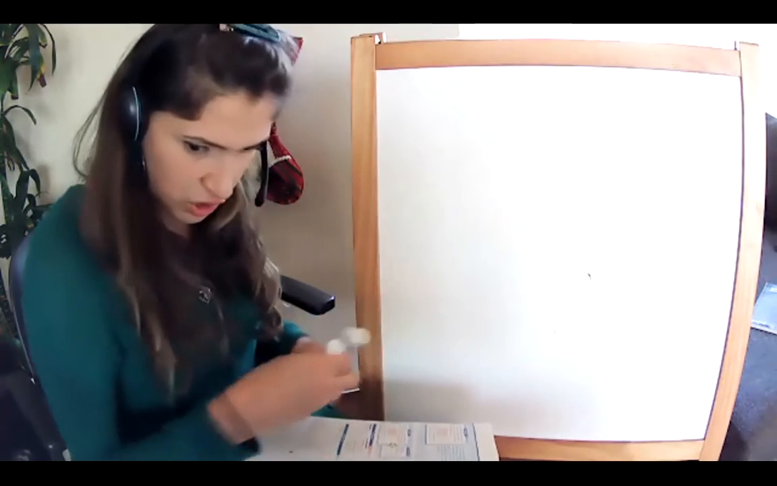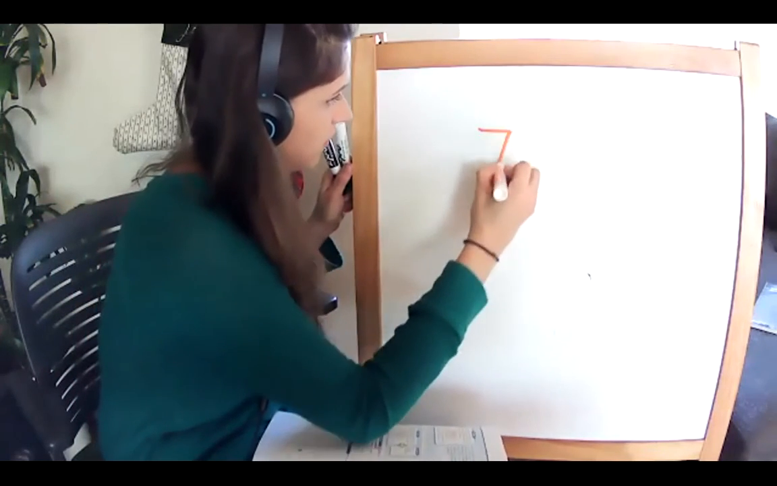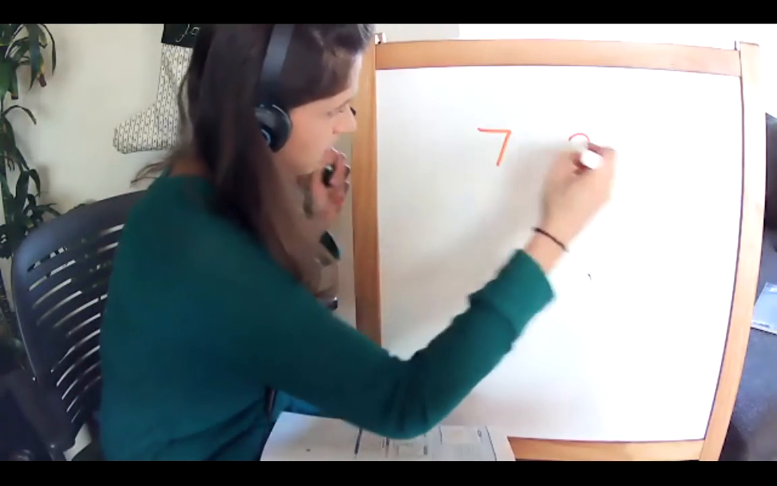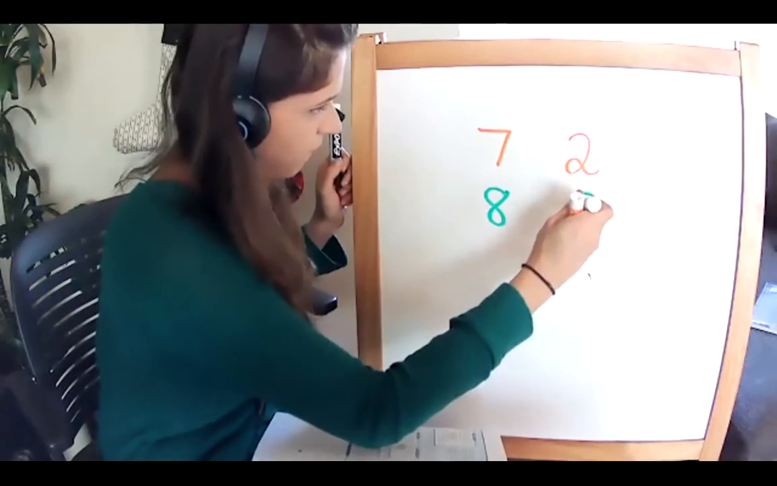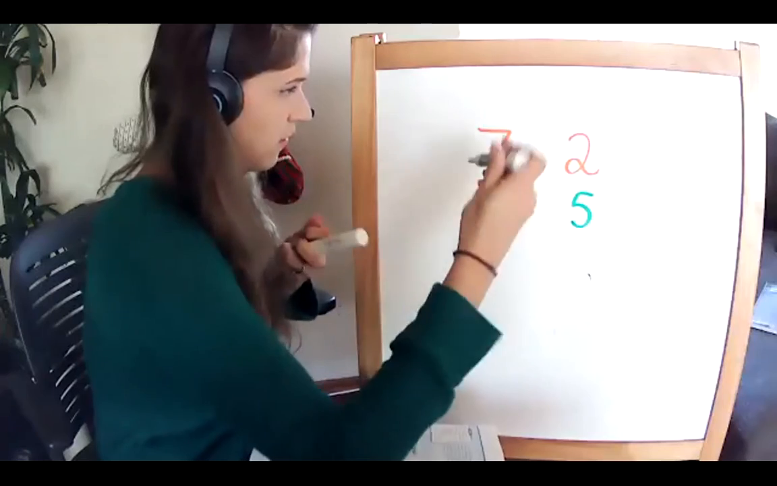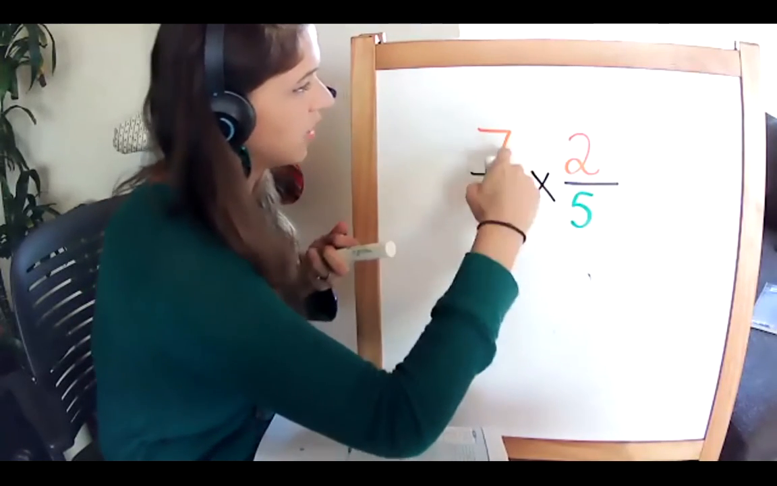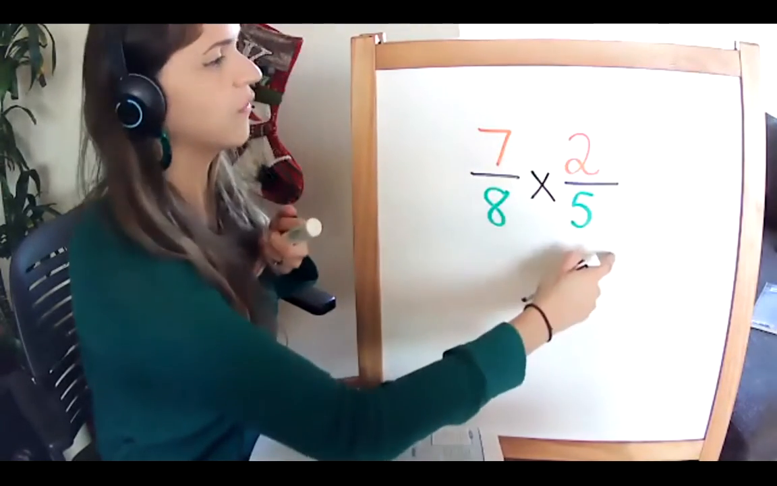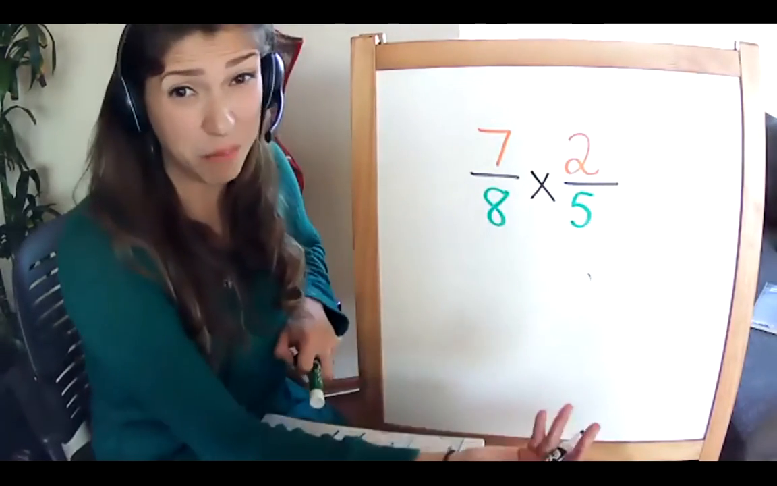7/8 times 2/5. All right. Before we could just do 7 times 2 and 8 times 5 and get 14 over 40, but then I'm going to have to simplify.